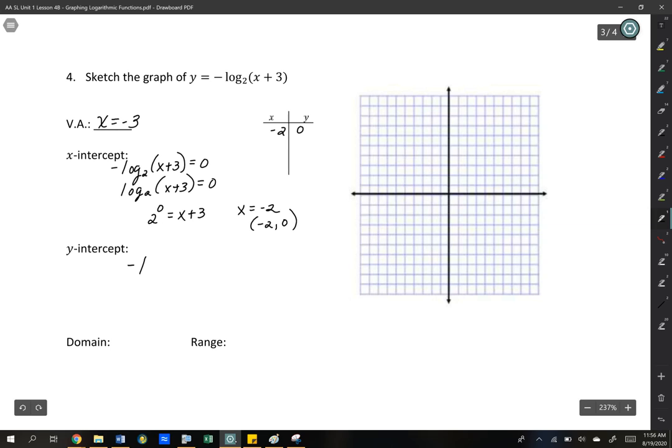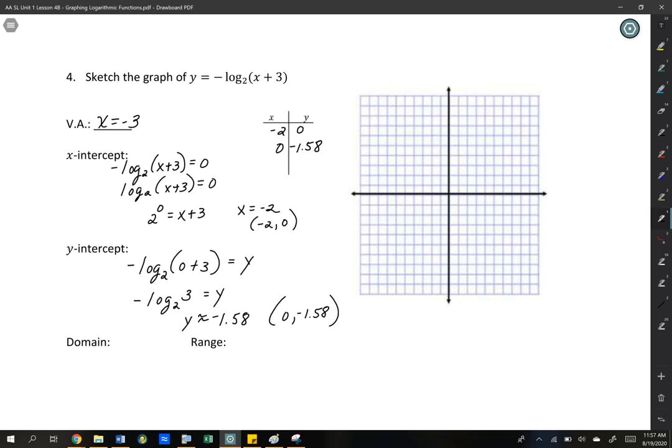The y-intercept is found by putting in the value of 0 for x. So we end up here with a negative log base 2 of 3 is going to equal our y-intercept. And if we put that in the calculator, we're going to get a value of y is approximately -1.58. So we get 0, -1.58. All right, we're going to sketch the graph, and then we'll decide on the domain and range.